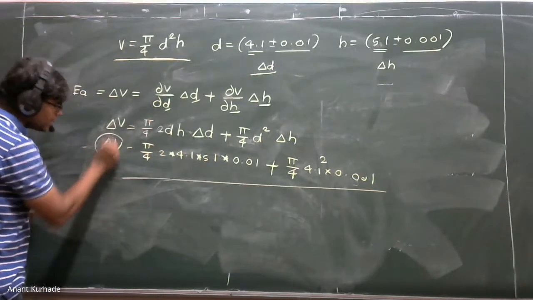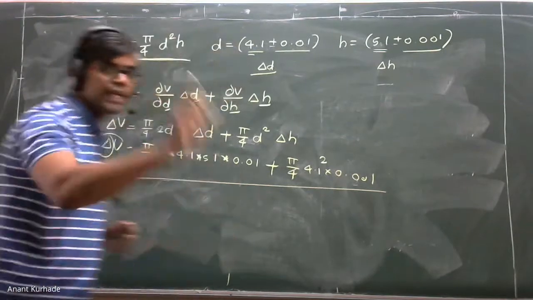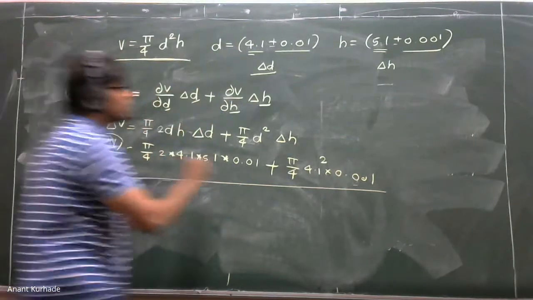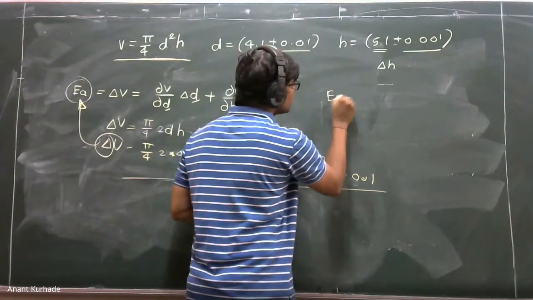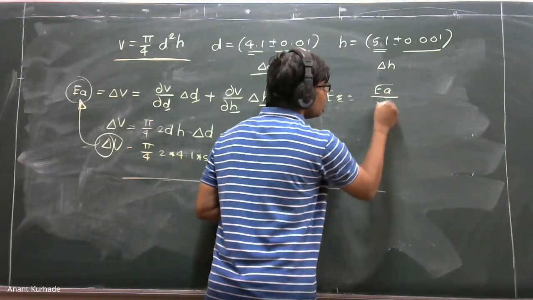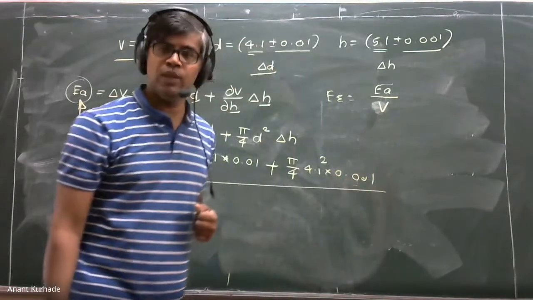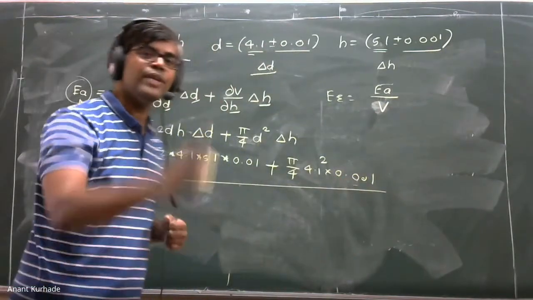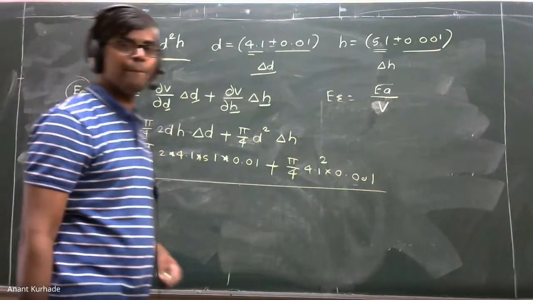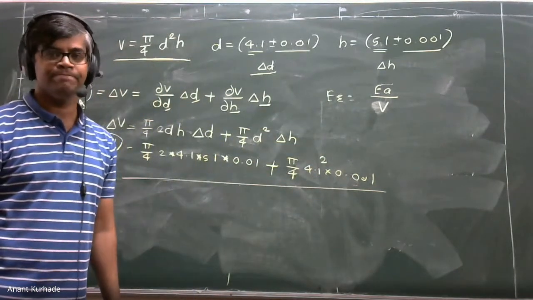Whatever you have, that is delta V. Delta V is nothing but the absolute error. So EA is fixed. Now we can have questions. Calculate ER. ER is equal to EA divided by the true value. Here the true value is V. So how can you find the true value? Any idea? How can you calculate the true volume?